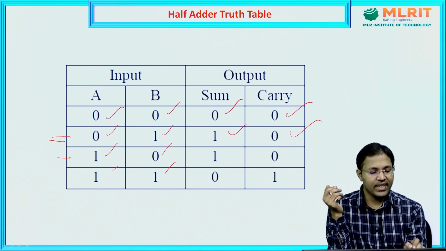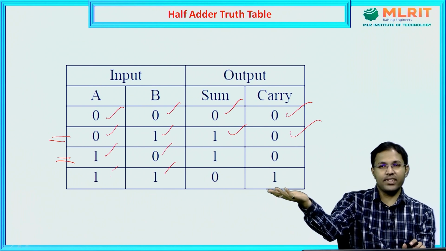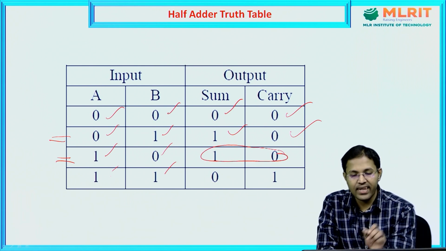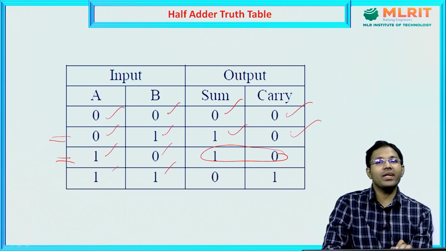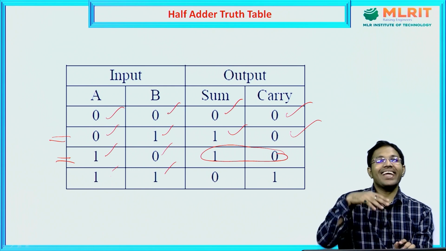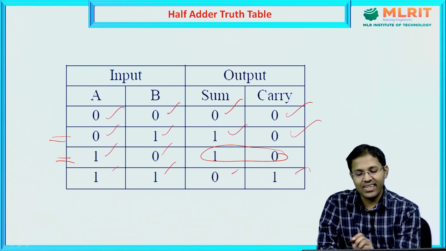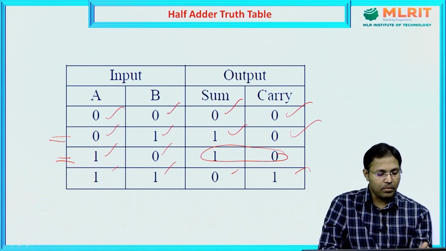Next case, 1 plus 0. 0 plus 1 is equal to 1 plus 0. Okay, so no issues. So we will get the same result as in previous case. Next, 1 plus 1. 1 plus 1 is in binary form. The sum we get is 0 and the carry we get is 1. Right?